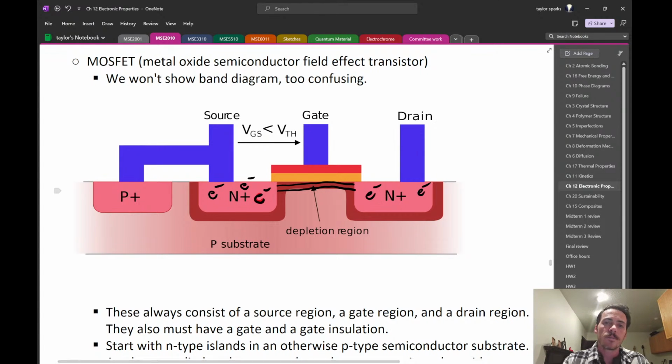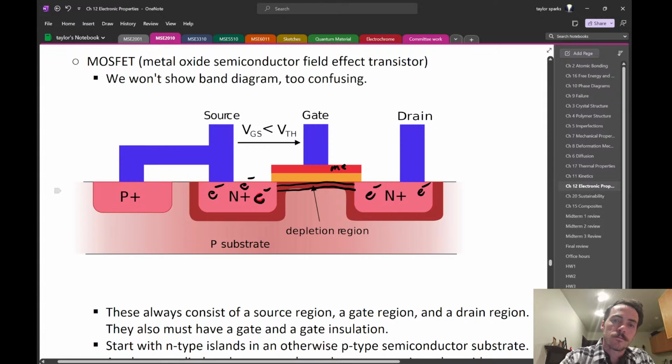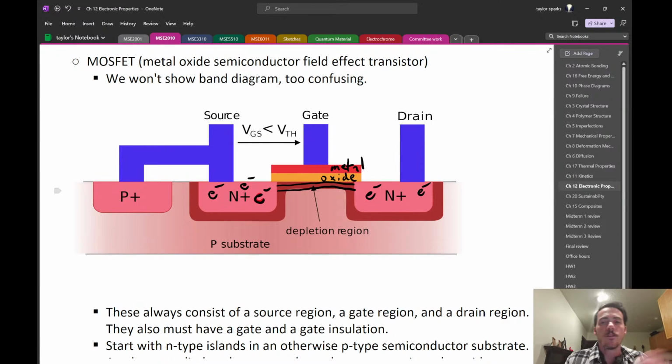The gate is shown up here. You have a metal. The orange area is going to be an oxide. It has to be an insulator. The reason that it has to be an insulator is that we're going to apply a voltage to the gate such that we accumulate lots of positive charge along the top surface of this gate. If that material was a conductor, then these electrons would just travel right through the gate to the substrate.